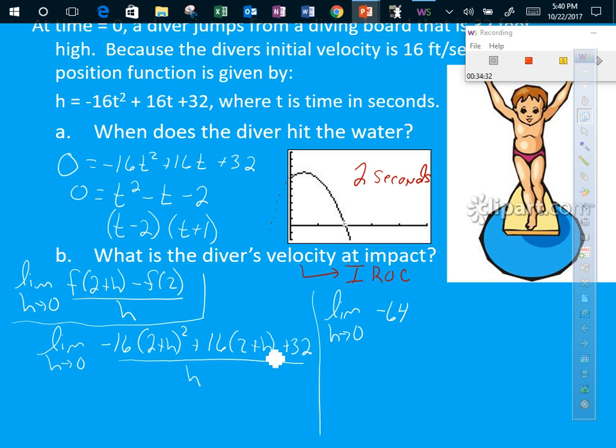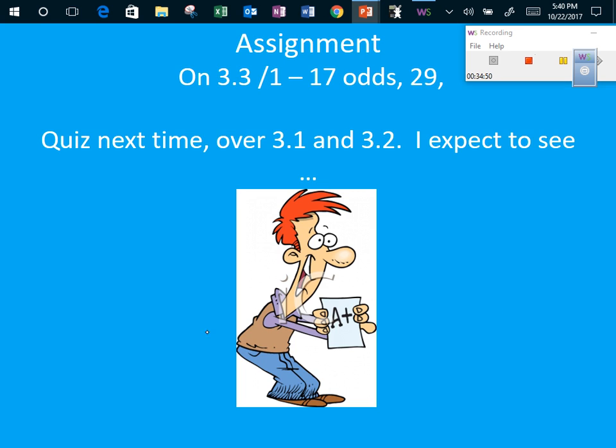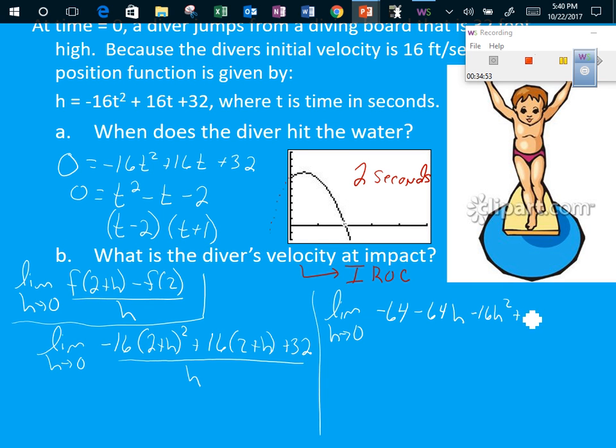2 times h is 2h, doubled is 4, times negative 16 is negative 64h, minus 16h squared. And then I got plus 32. Plus 16h plus 32. So I distributed right there and got my 32 and 16h, and I got that plus 32. All over h as I'm running out of room again.